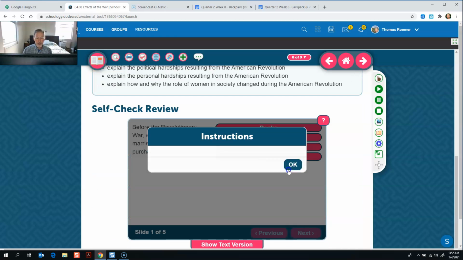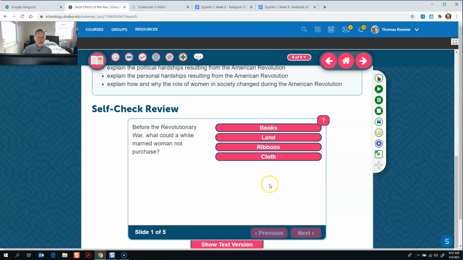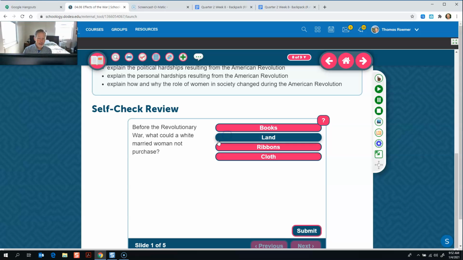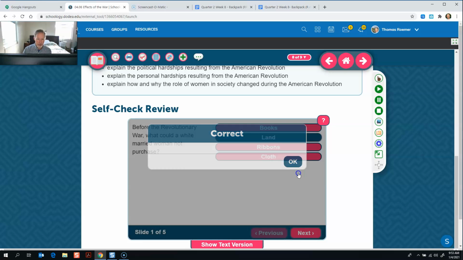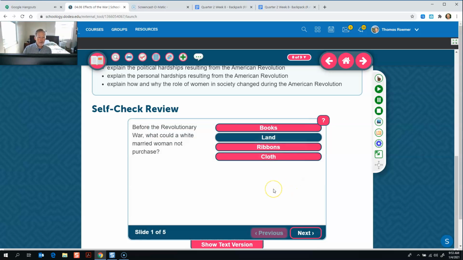Let's take a look at our activity here. Before the Revolutionary War, what could a white married woman not purchase? Books, land, ribbons, or cloth. I know they could purchase both of those. Not so sure on books, but land, definitely not. They couldn't purchase land. Land was power.